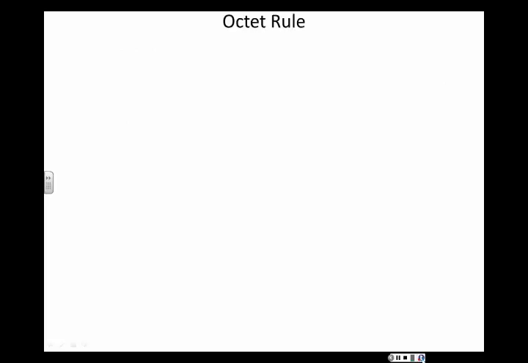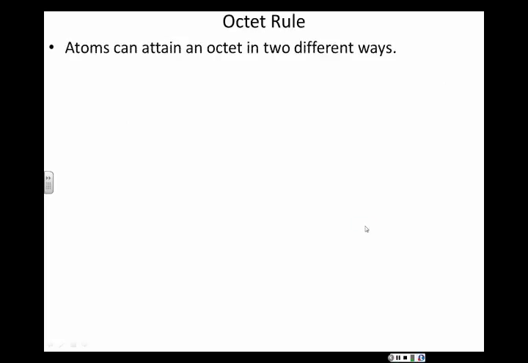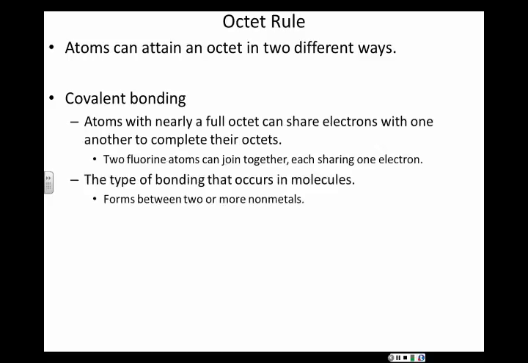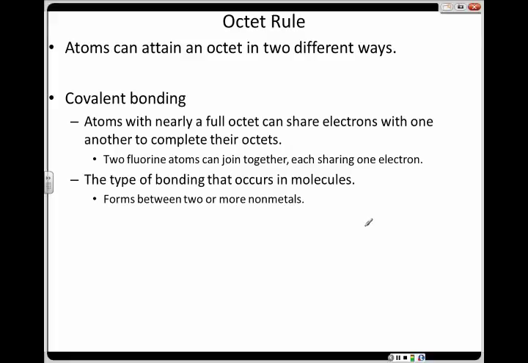There are 2 different ways they can pull this off. One, through covalent bonding, where atoms share electrons. We're going to talk about that a little later in Chapter 5. It's important to know that this happens between two or more nonmetals. This is because the two elements have to have nearly a full shell. They have to have nearly an octet to make this work.